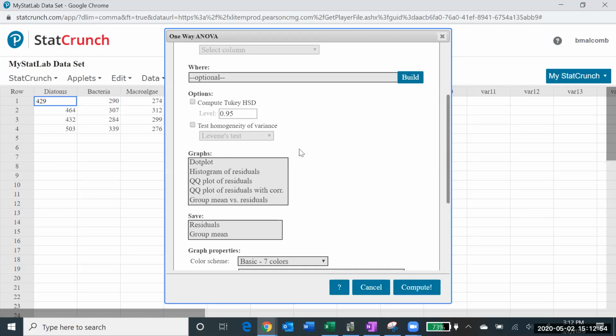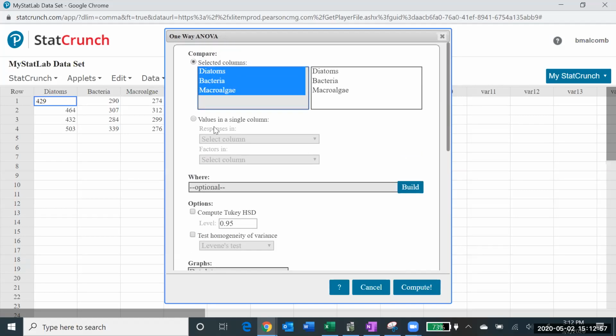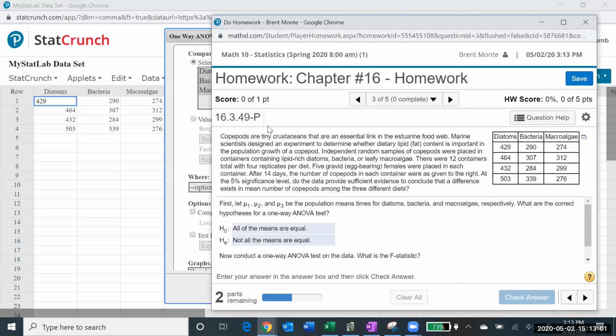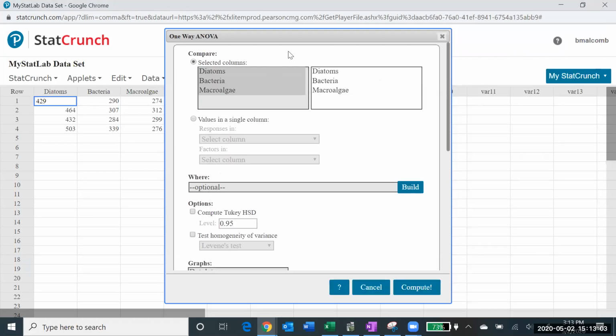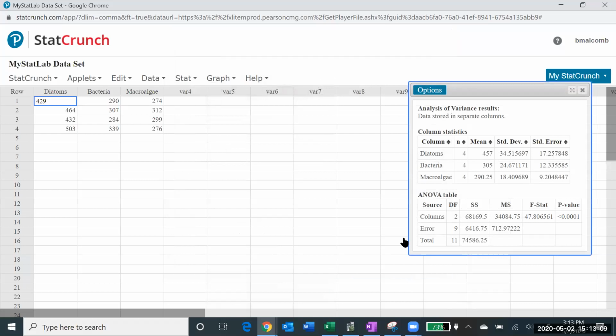I don't really want any of these graphs or anything else, so let's just go ahead and compute it. Oh, I didn't want that. All right, so let's compute. And we've got ANOVA right away. There's our F statistic right here. Let me jot that down off to the side on a piece of paper so that we have that.